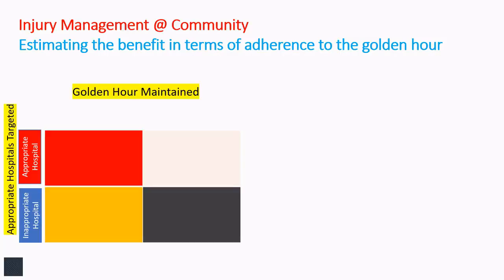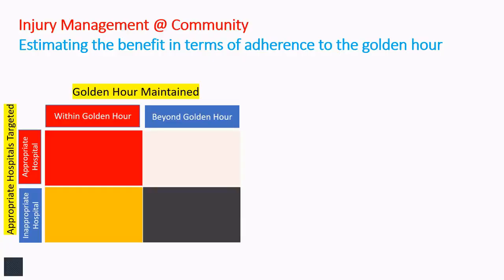Then, if you look at the golden hour maintenance, some of the cases are managed within the golden hour time, and some of the cases are managed beyond the golden hour period. So these are four quadrants based on a 2 by 2 matrix, two from the appropriateness of the hospital and two from the golden hour maintenance concept. We have now got four quadrants.